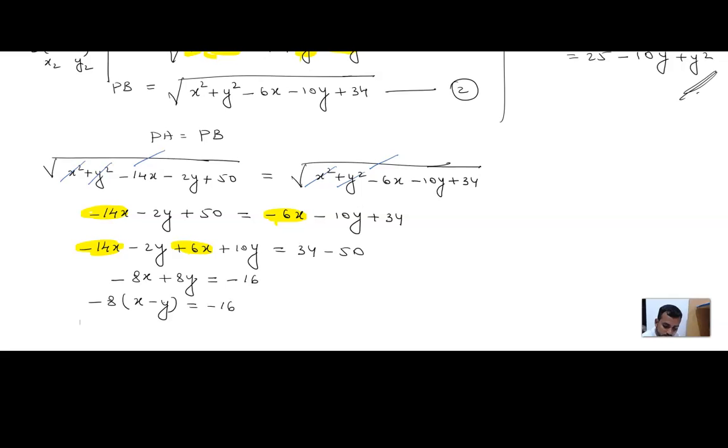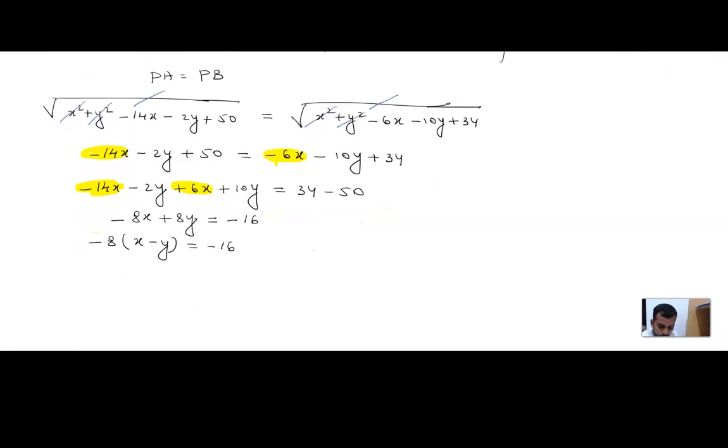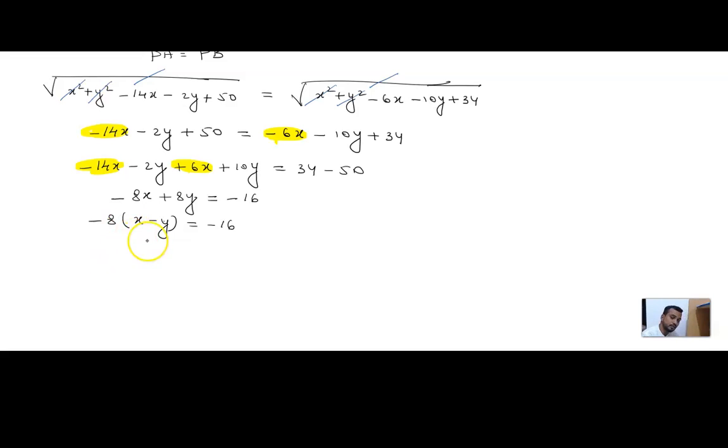Got it, children? Yeah. Now what can we do here? Keep the x and y terms as they are. Constant numbers shift to the other side because we have to find the relation between x and y. Now we can say that x minus y is equal to minus 16 divided by minus 8. Minus 8 comes to the denominator. Minus minus gets cancelled. 8 ones are 8, 8 twos are 16. Therefore, x minus y is equal to plus 2. I hope you have understood the relation.